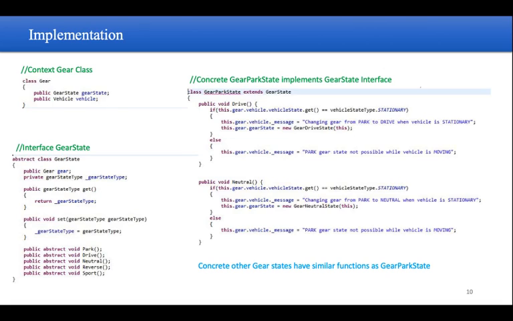Gear state declares the common interface for all concrete states. It declares methods that make sense for all states, but each state will provide a state-specific implementation. For example, gear park state implements the behaviors specific to park state. Other gear states are implemented in a similar manner.